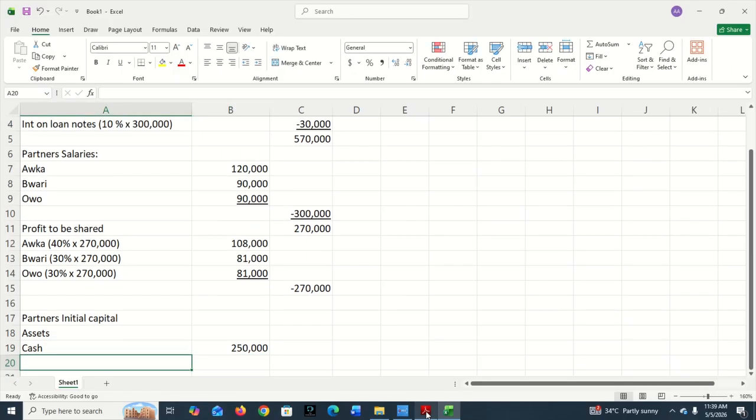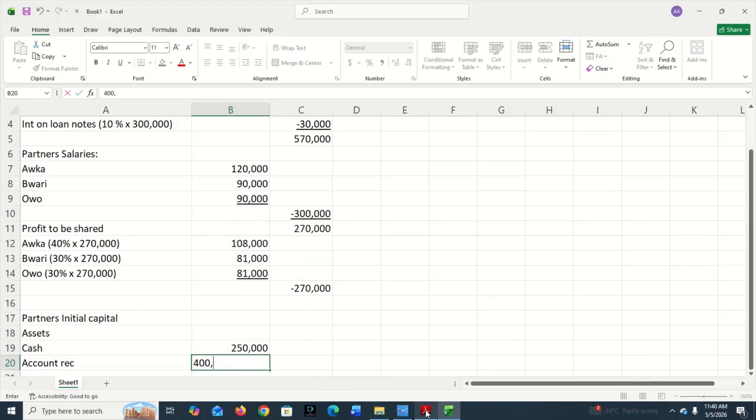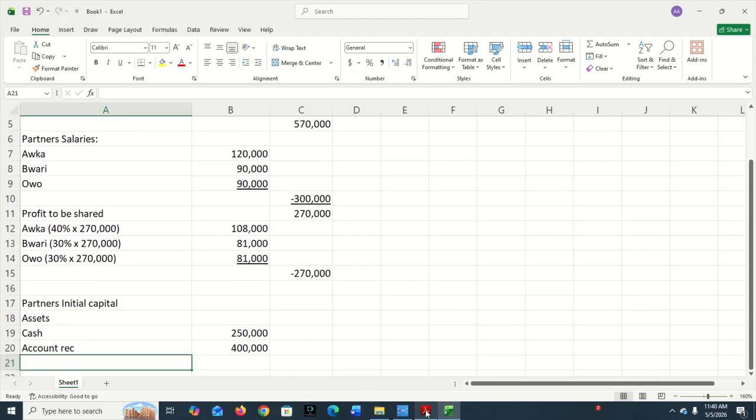All right. Next, you have your accounts receivable. Accounts receivable is how much? Accounts receivable is 400,000. Next, you have inventory. Inventory is how much? Inventory is 200,000.